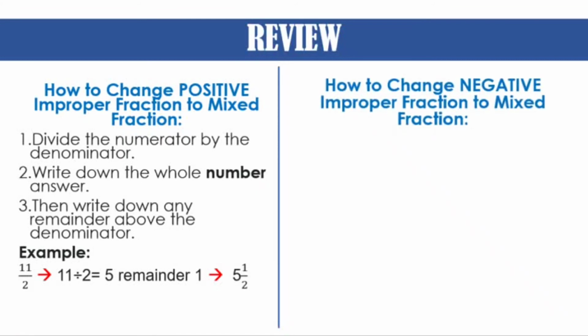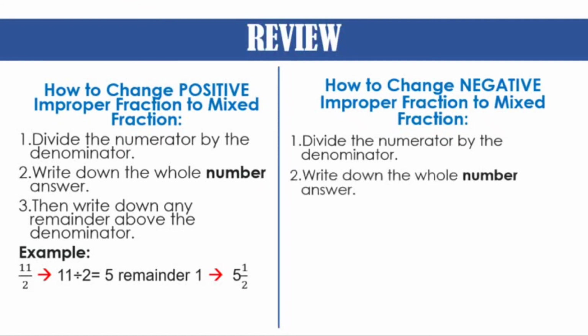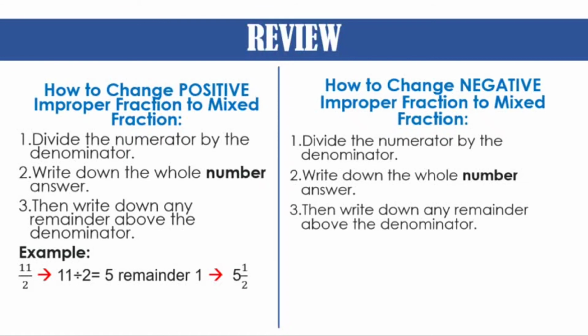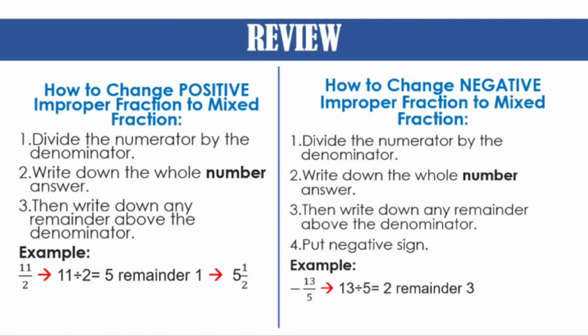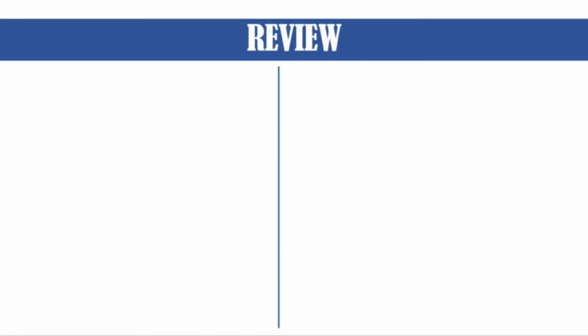How about changing a negative improper fraction to a mixed fraction? Divide the numerator by the denominator. Write down the whole number answer. Then write down any remainder above the denominator. And don't forget to put the negative sign. For example, negative 13/5. 13 divided by 5 is equal to 2 remainder 3. And the answer will be negative 2 and 3/5.